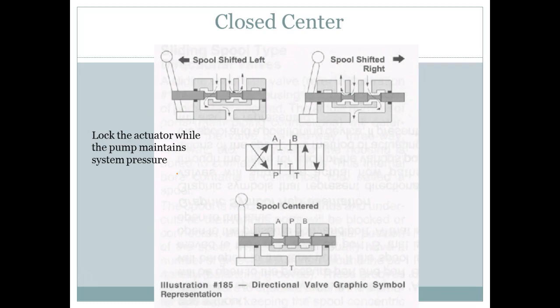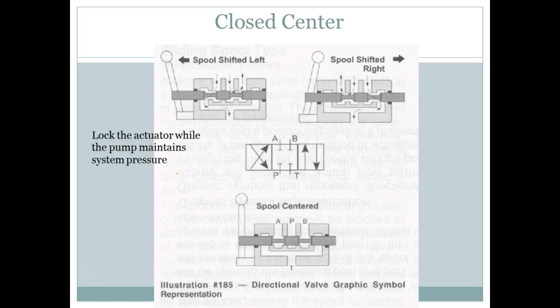Do you ever notice how many working ports we have? We either have one working port or we have what? Two. Because what can we do with an actuator? We can make an actuator run in one direction, or we can make it go in two directions, right? So the working ports we have are two. In hydraulics, they name them A and B.